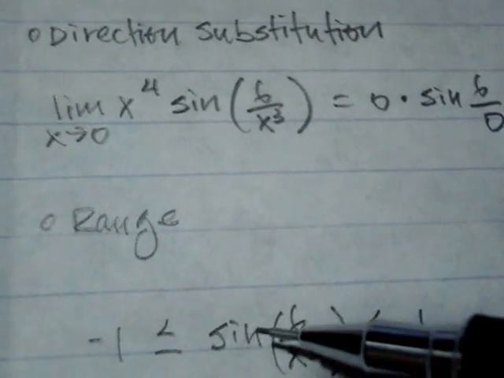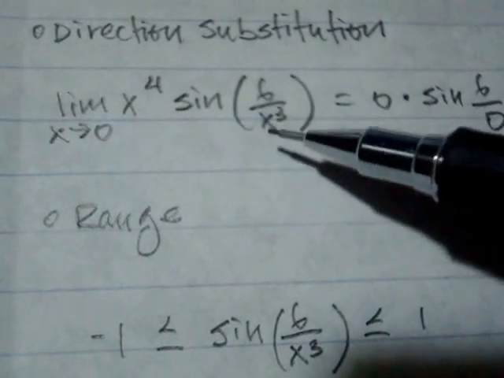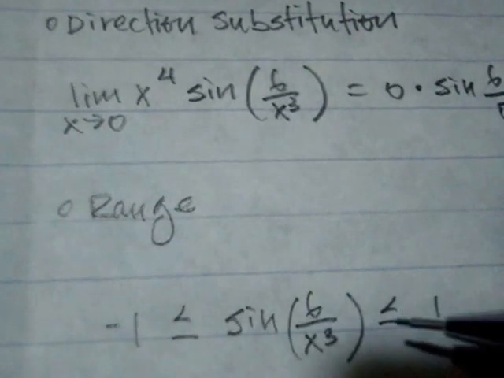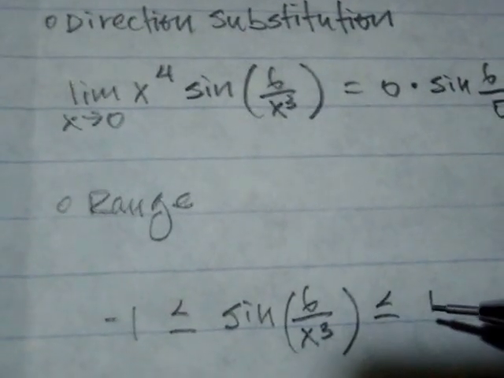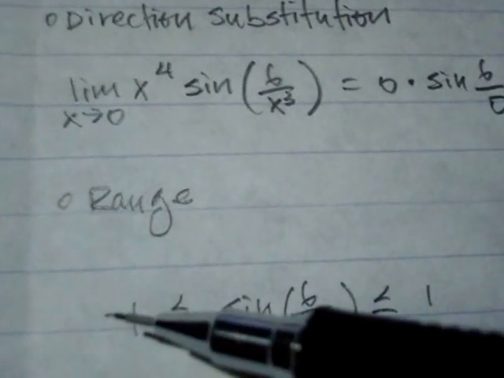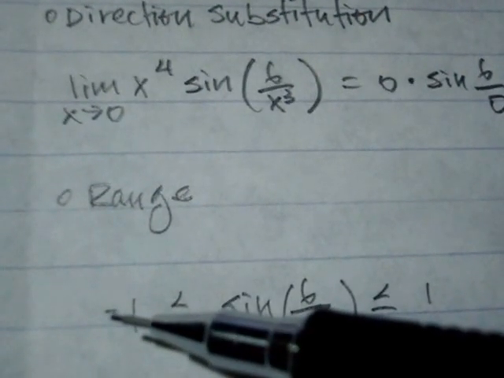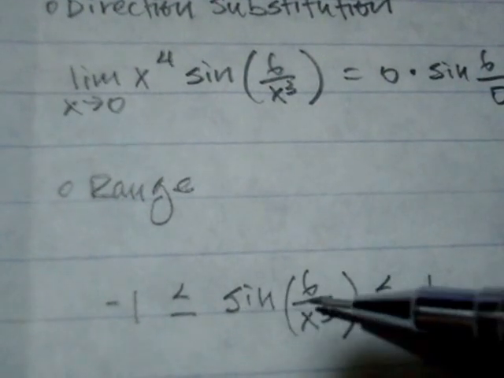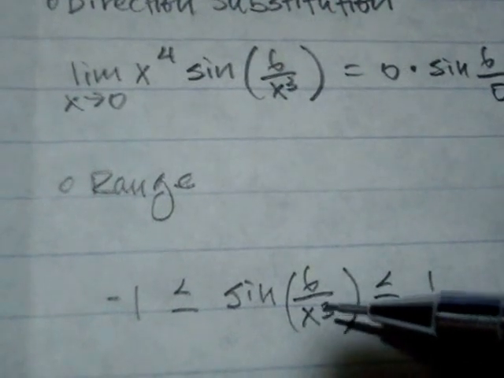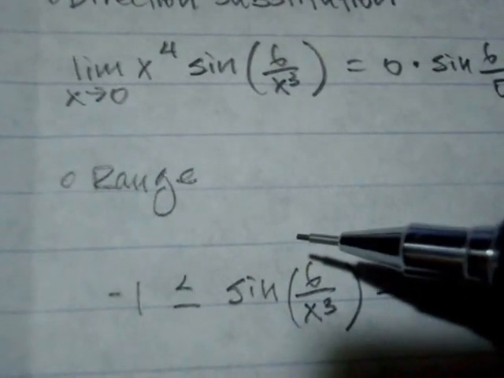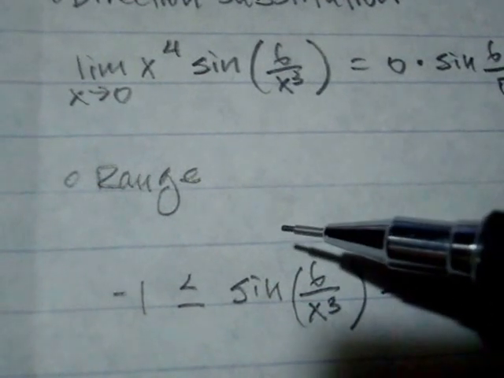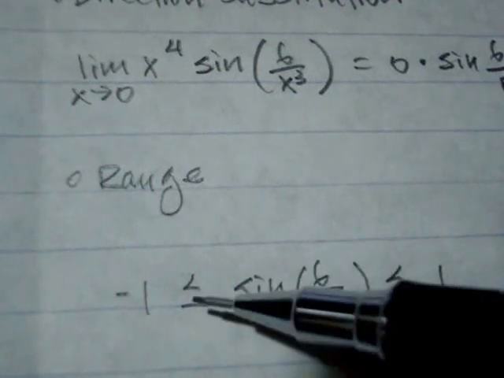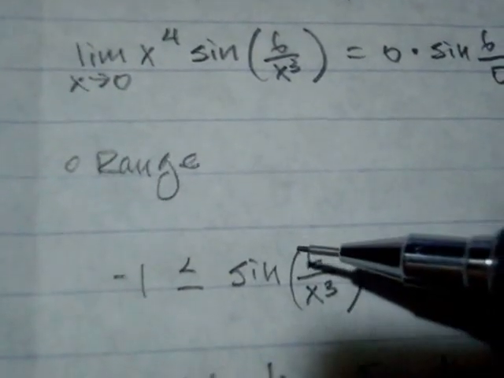So you set the given expression sine 6 divided by x to the third greater than or equal to -1 and less than or equal to 1. This 1 and -1 is a representation of h(x) and f(x). So the sine 6 divided by x to the third can represent g(x). Whatever h(x) or f(x) is, g(x) will be that number because it's in the middle.